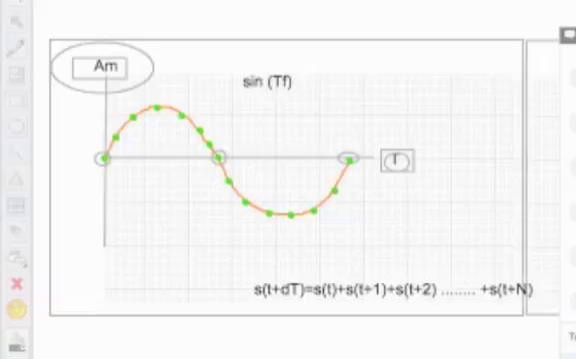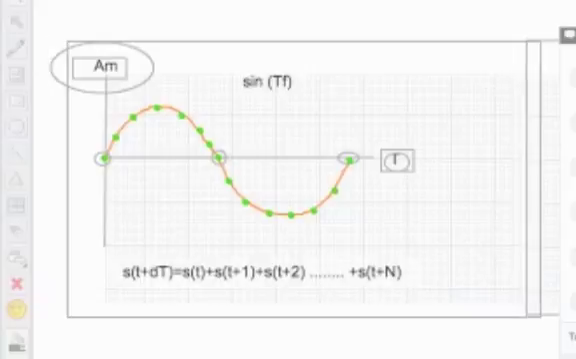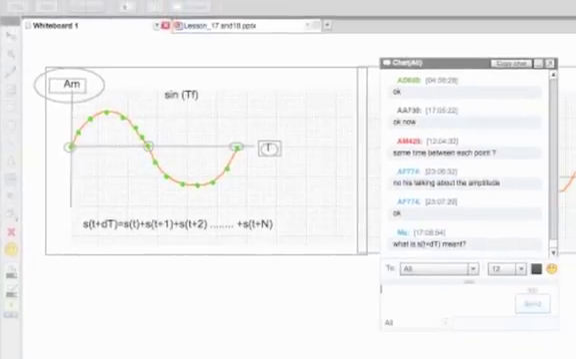Okay, and n is the final point. Okay, d is the delta tau.